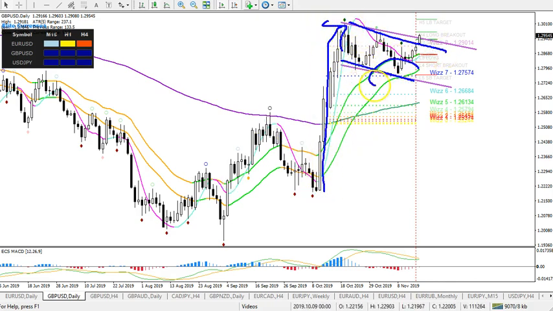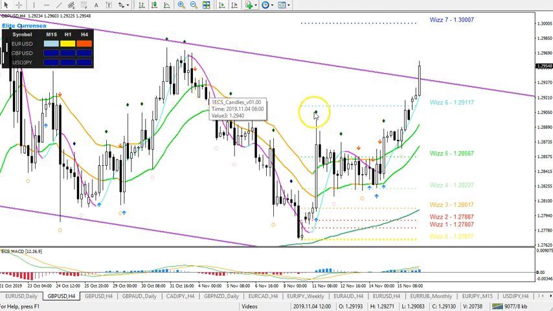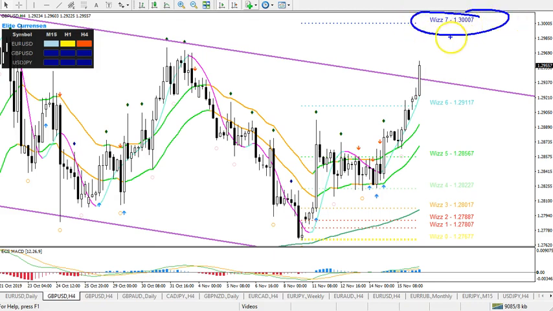Now we're getting a flag pattern that's respecting the 21 EMA. And we're seeing a strong push above it. This is one of the trades that I traded in the ECS Live channel, and we just pocketed 70 pips, but it could go more. I think it should reach the WIS 7 level at 130.